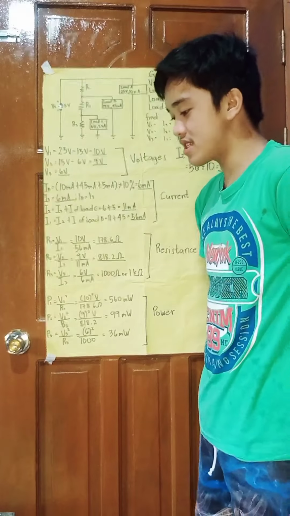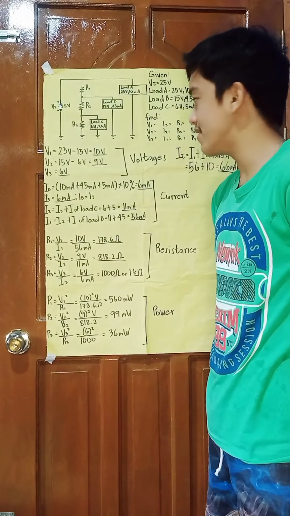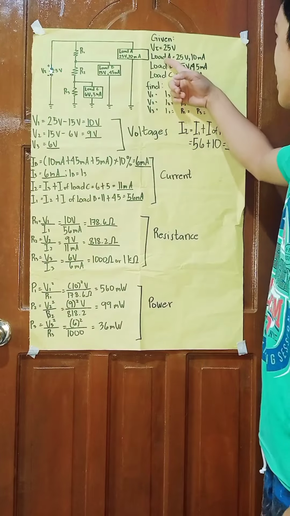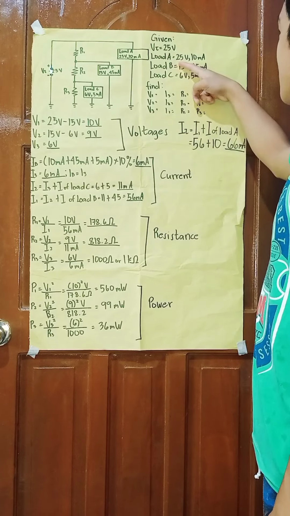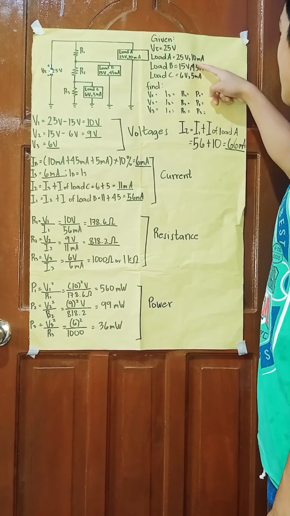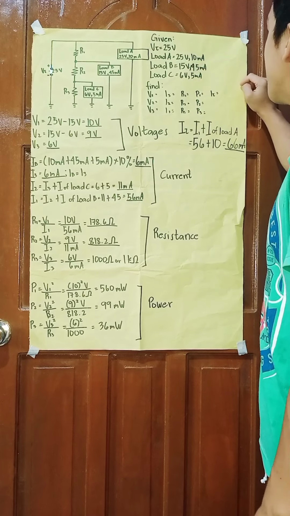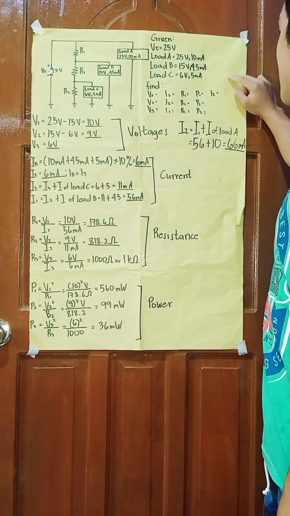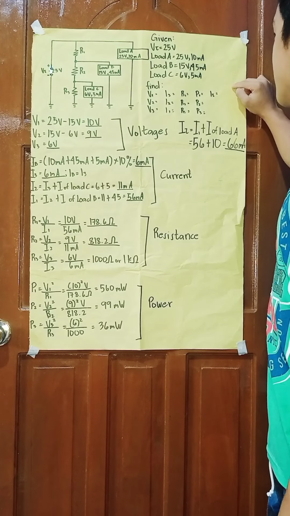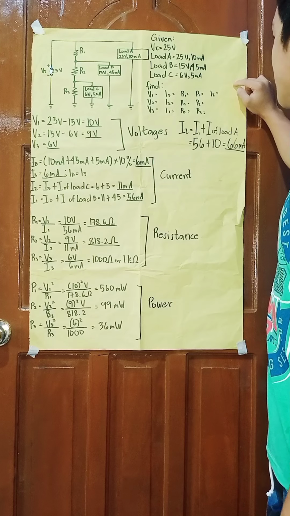Module 7 quiz on voltage dividers and current dividers. So, the givens are that the total voltage is equal to 25 volts. On load A, we have 25 volts with a current of 10 milliampere. Load B is equal to 15 volts with a current of 45 milliampere. Load C is equal to 6 volts with a current of 5 milliampere.